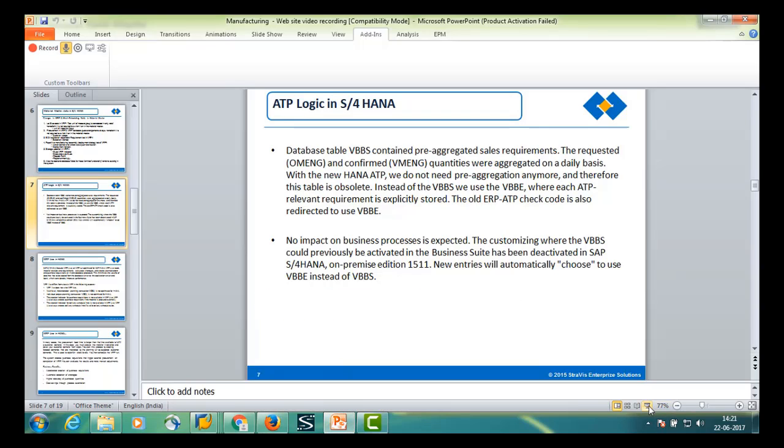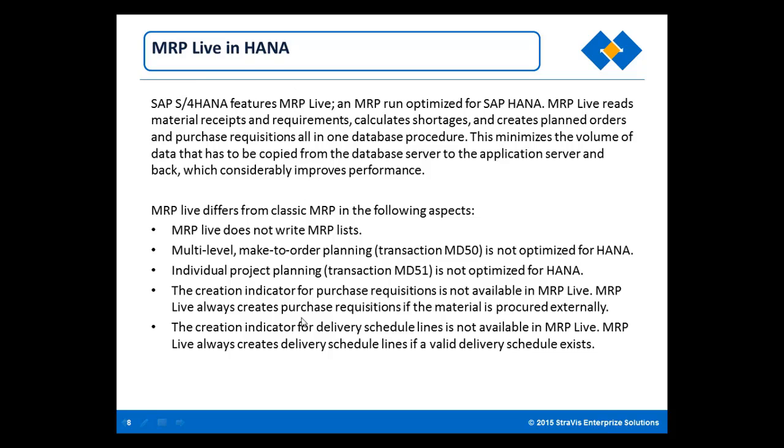And coming down to the next topic, MRP Live. MRP Live is a beautiful functionality that is now available in HANA. It is optimized for S4 HANA, and MRP Live reads material receipts and requirements, calculates the shortages, and creates planned orders and purchase requisitions all in one database procedure. So this minimizes the volume of data that has to be copied from the database server to the application server and back, which considerably improves the performance.